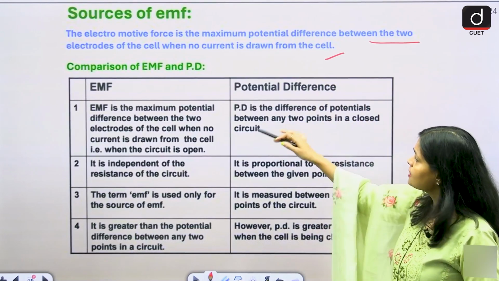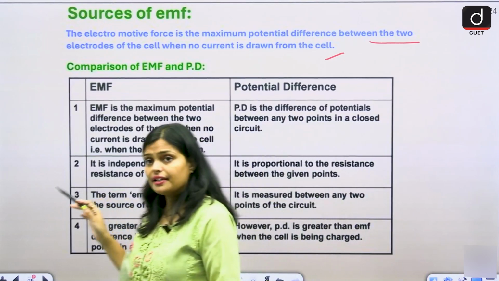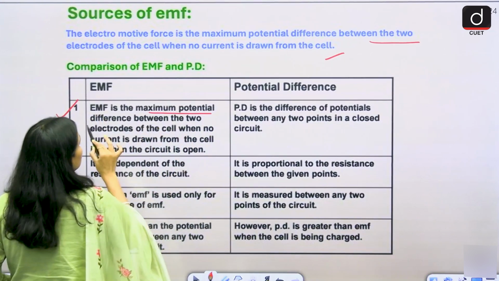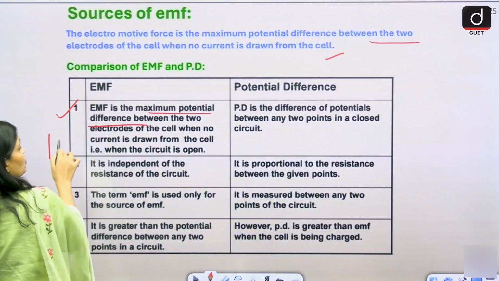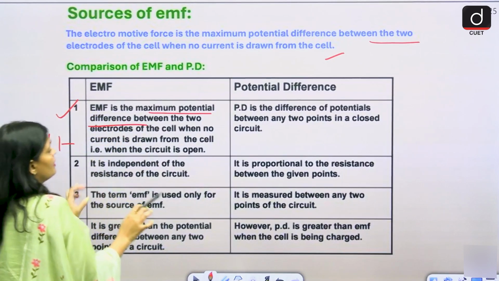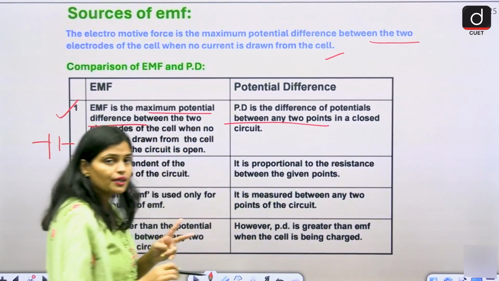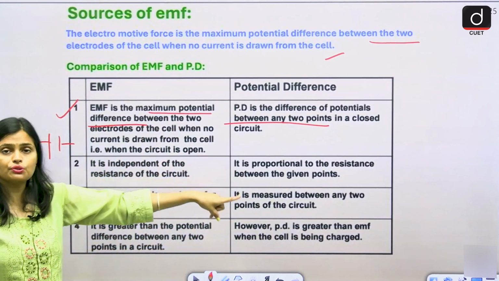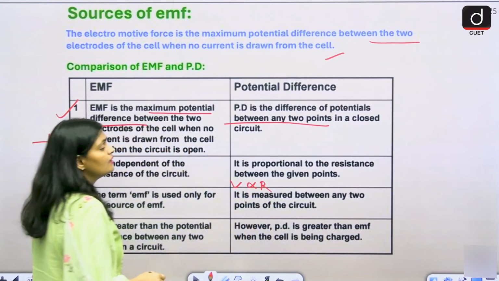the cell. What is the difference between EMF and the potential difference? EMF is the maximum potential difference between the two electrodes of the cell when no current is drawn, when the circuit is open. Potential difference is the difference of potential between any 2 points in a closed circuit. EMF is independent of the resistance. Potential difference is proportional to the resistance, right? Like potential difference V is proportional to the resistance.